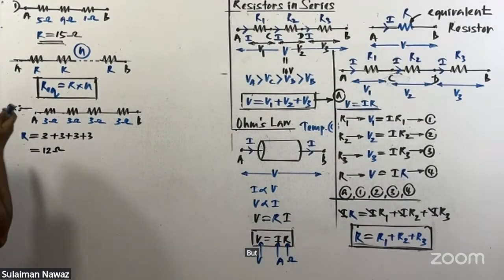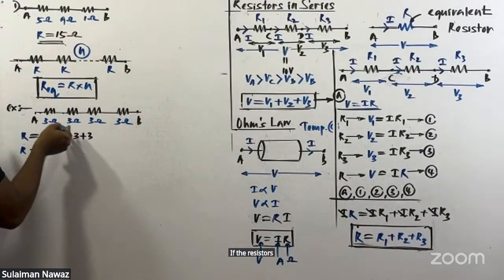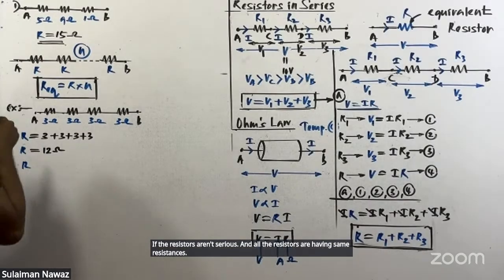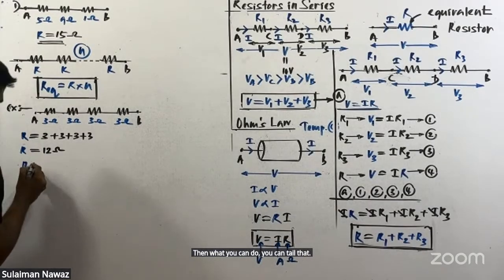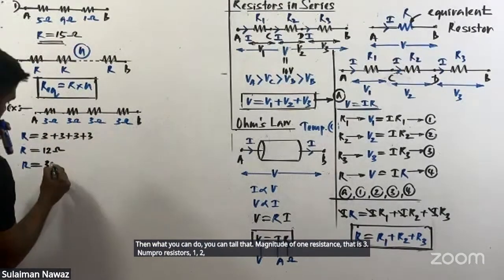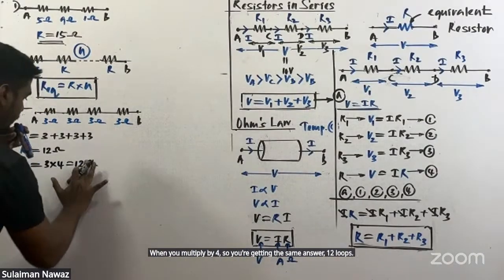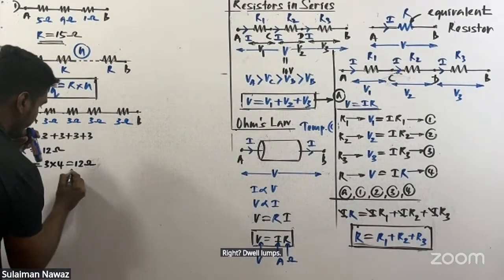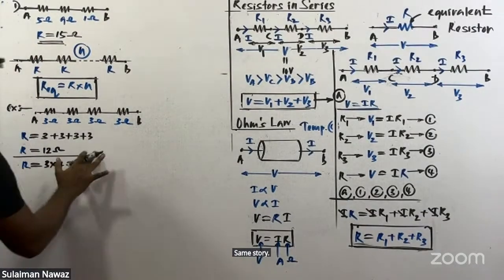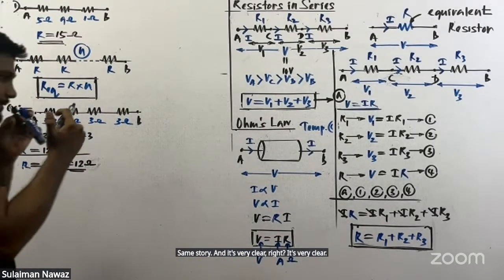But no need to do it like this. If you notice that the resistors are in series and all the resistors have the same resistance, then you can take the magnitude of one resistance, that is 3, and the number of resistors, 1, 2, 3, 4. When you multiply by 4, you get the same answer, 12 ohms. Same story, and it's very clear. Now, little by little, I'm telling you some important points.